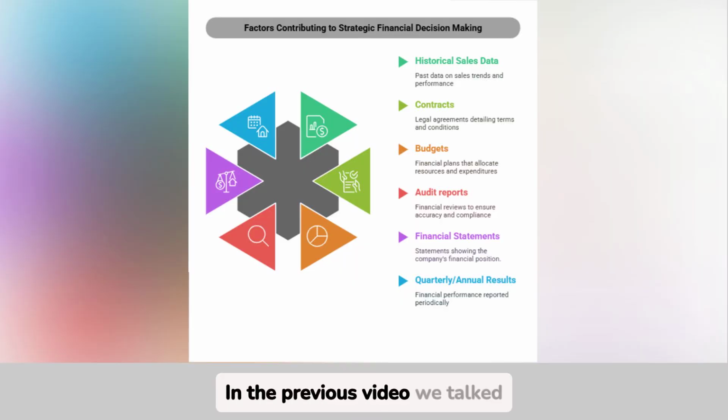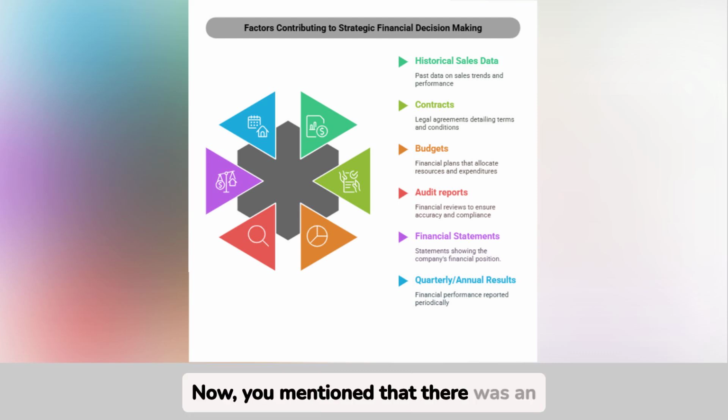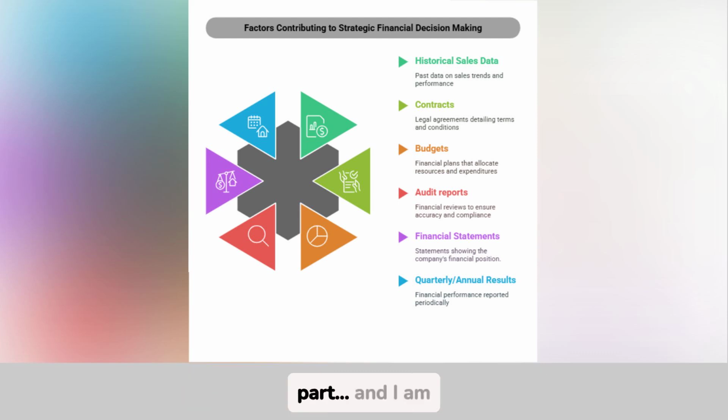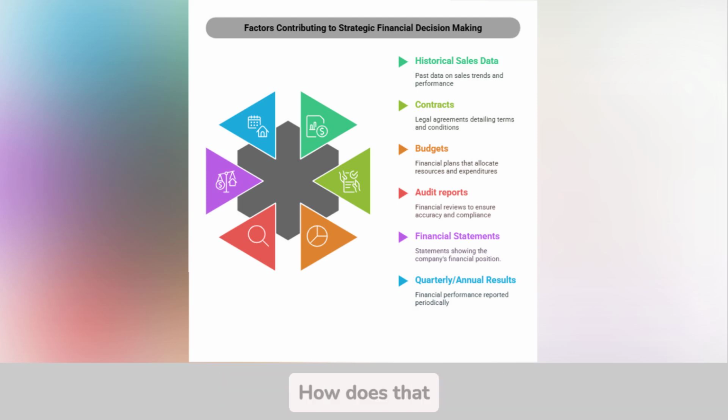In the previous video, we talked about the agent that analyzes the history of quotes and contracts. I found it a very powerful tool to improve commercial decisions. Now, you mentioned that there was an agent dedicated to the financial part, and I am particularly interested in it, because one thing is to sell and another is to generate margin. How does that agent work?